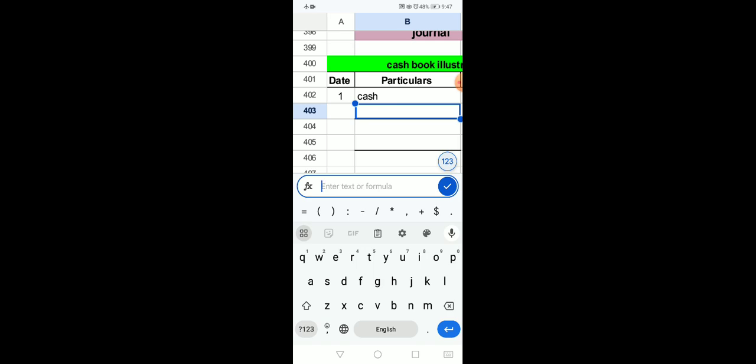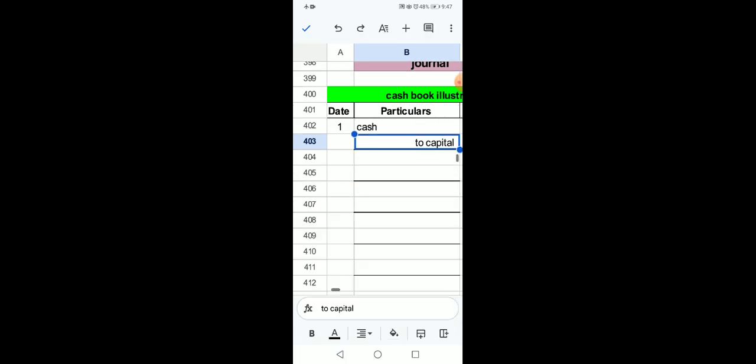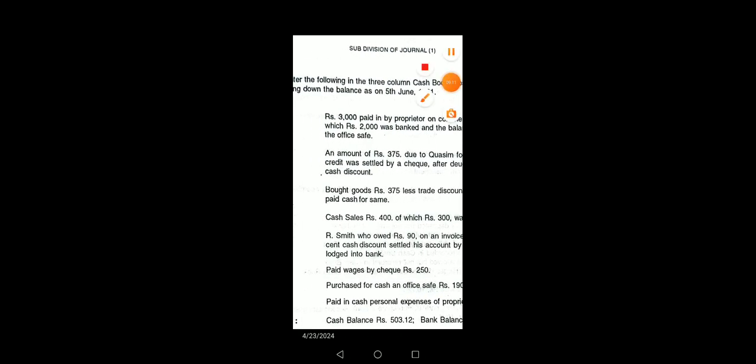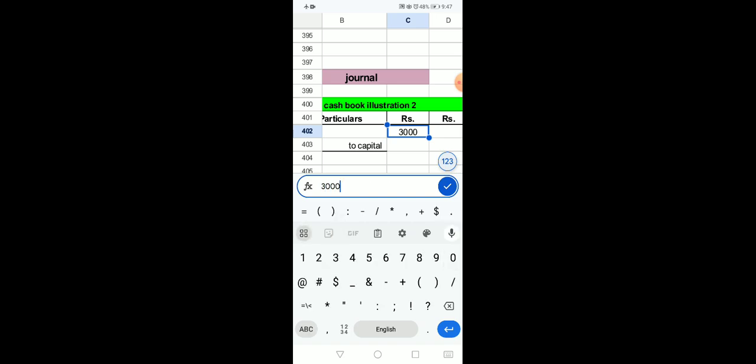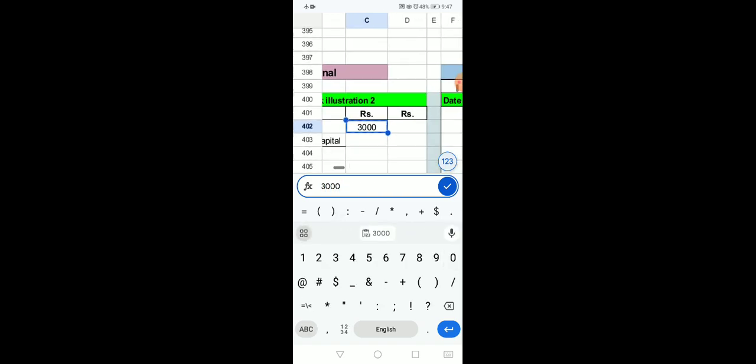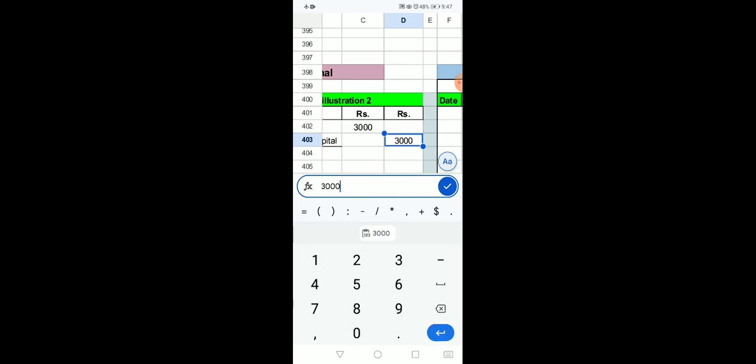Capital is a liability for the business, because the business is responsible to take care of the investment of the owner. It is a liability of the business. Liability should be written on the credit side, so you will mention capital on the credit side. This is your first journal entry. Now let's see how much amount is invested by the owner of the business. It is said rupees 3000 is provided by the proprietor. So you will go and choose the debit side of this transaction. We'll write 3000 on the debit side, and the same amount will be posted on the credit side.